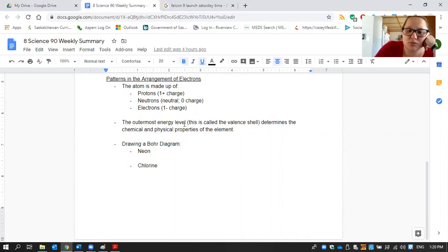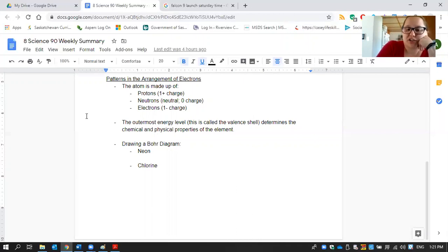If you notice here, I put 1 negative. This is just how we would indicate the charges. We don't want to put a -1 or a +1, just because that can be confused as an exponent. So it's just part of those conventions of chemistry that we write the charges with the number first and then the sign or the symbol afterwards. So protons have a 1 positive charge, electrons have a 1 negative charge.